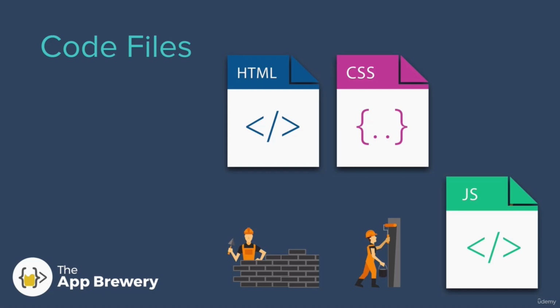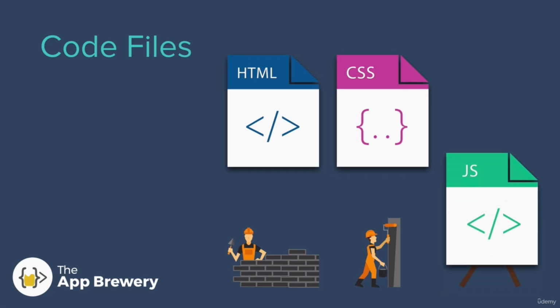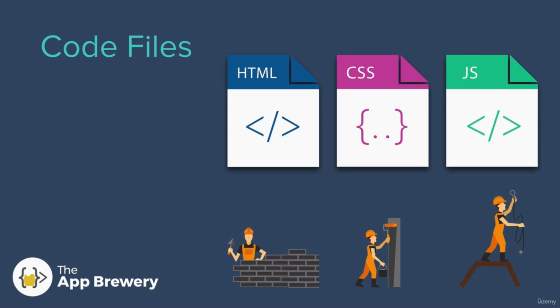Now, the final component is the JavaScript code. And this is the code that allows your website to actually do things or have behavior. And if you were building a house, you would have the electrician come in who would be able to connect the wires so that your light bulbs actually switch on. Or somebody who comes in and does the plumbing so that your toilet can actually flush.